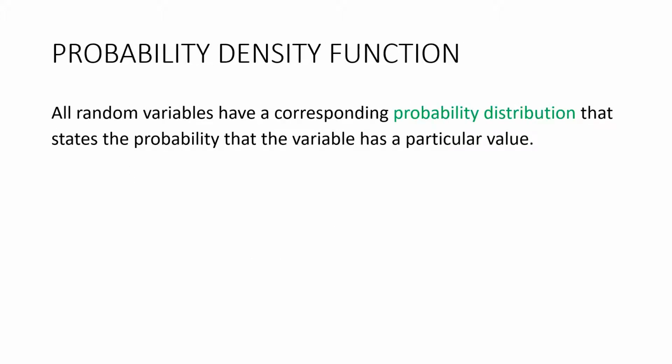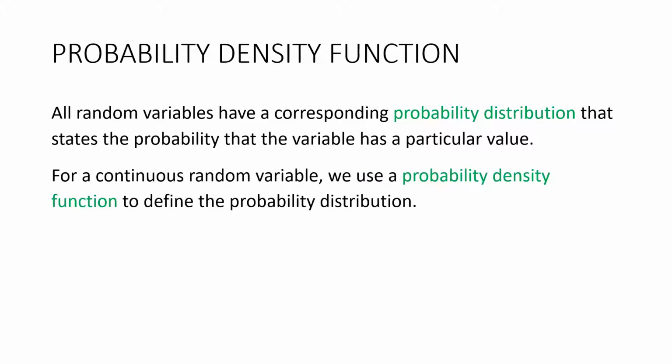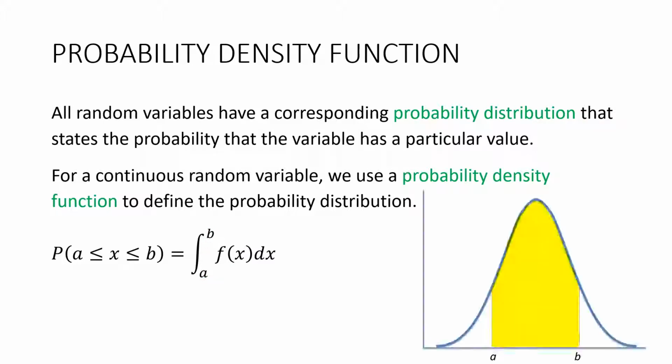All random variables have a corresponding probability distribution that states the probability that the variable has a particular value. For a continuous random variable, we use a probability density function, and this defines the probability distribution. And this is what it is. The probability that x lies between A and B is going to be the integral between A and B of f of x dx, which of course is the area under the curve.